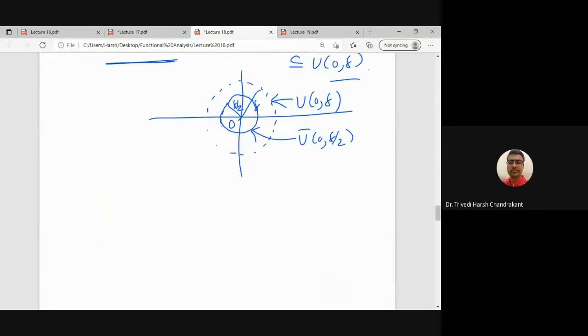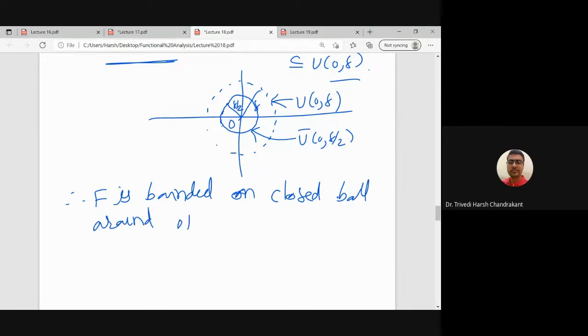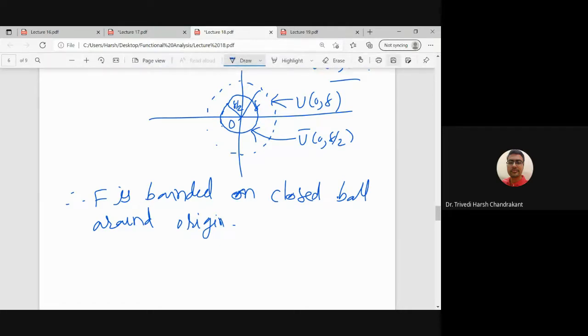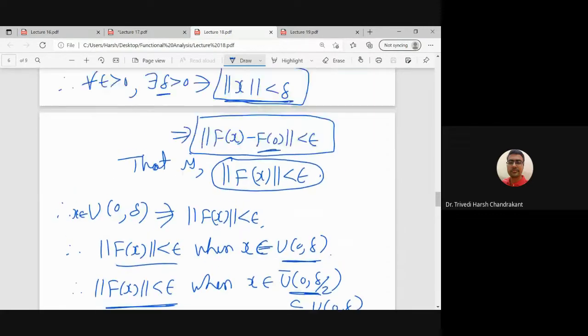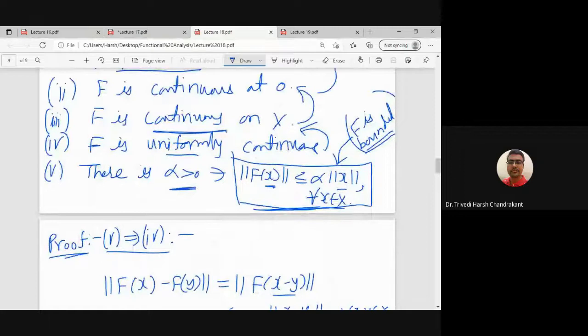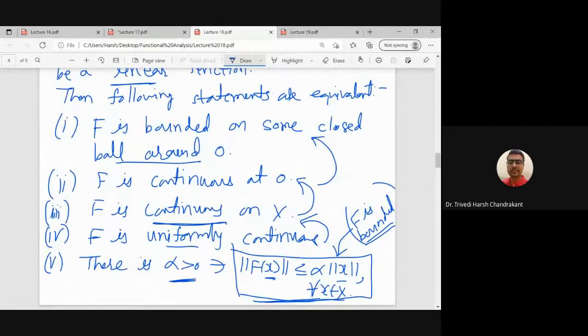Here delta and epsilon are not important. The only thing we have verified is that some positive number exists, so that f is bounded on a closed ball around origin. So this condition is also a bit trivial. We are just using the definition of continuity at 0. So we proved 2 implies 1.